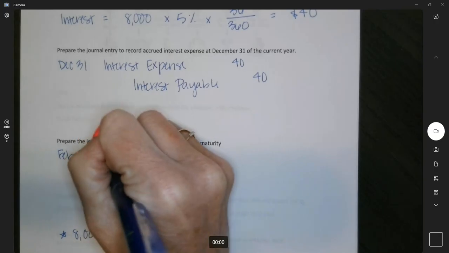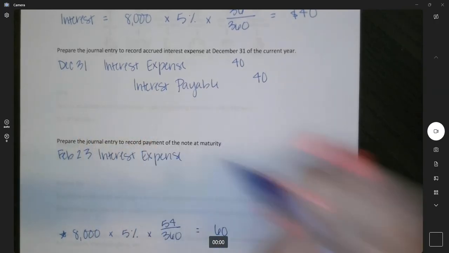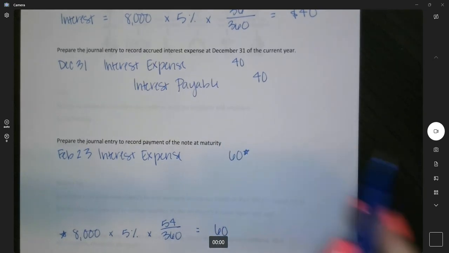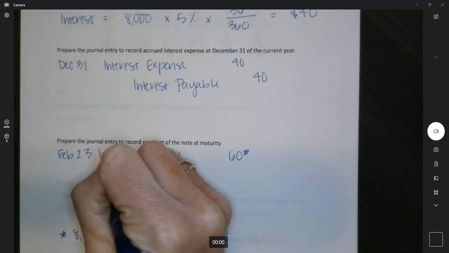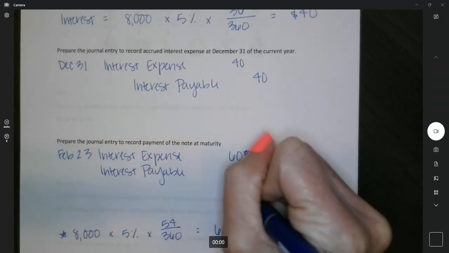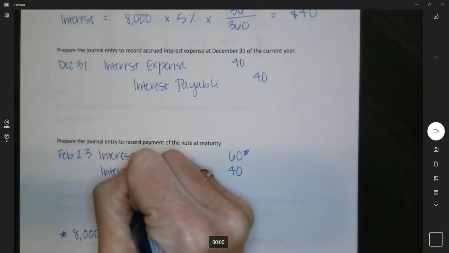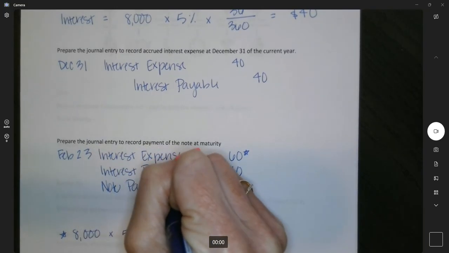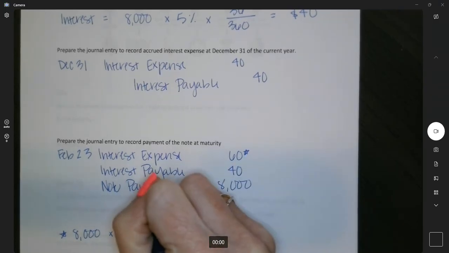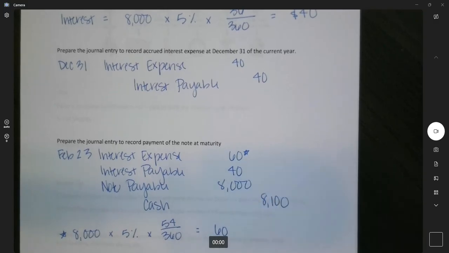So we're going to debit interest expense of $60. We're also going to debit the interest payable from last year of $40. And we're going to debit the note payable for $8,000. Our credit will be to cash for all of these combined, which is $8,100.